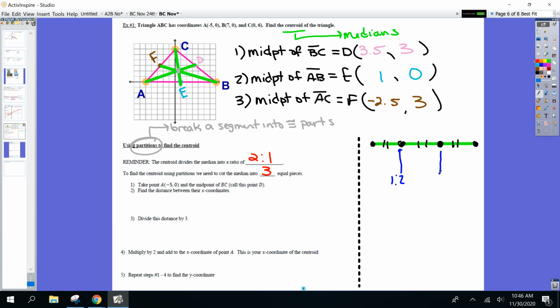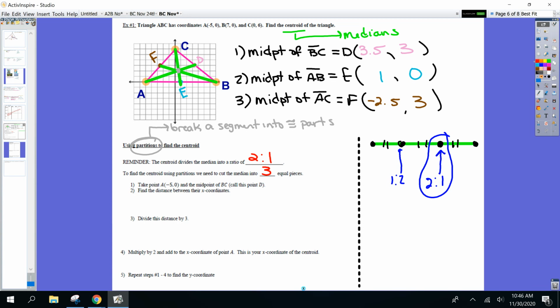This point has how many to the left? 2 equal pieces to the left, 1 to the right. That's the point I want to try to find right now, that point right there. And the way I'm going to do it is we're going to break up the median into 3 equal pieces. I've made the decision already. We're going to take median AD and break it up.